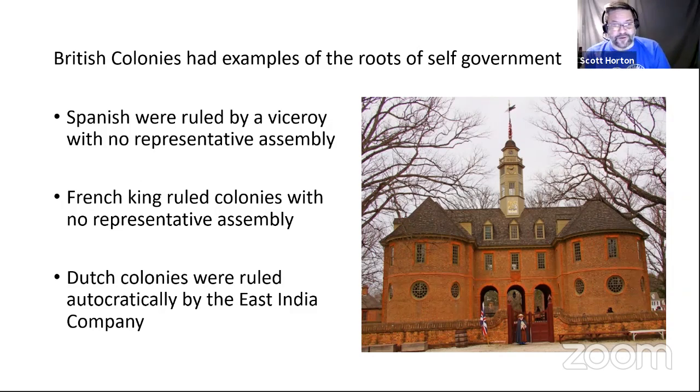There's a good example. In fact, there's a great hint on the screen here for you. And New England has a unique version of self-government as well. So feel free to tweet either one of those two to @virtualapush, see if we can get some answers to that question. What are those examples of self-government that we see in the British colonies, unlike the others?